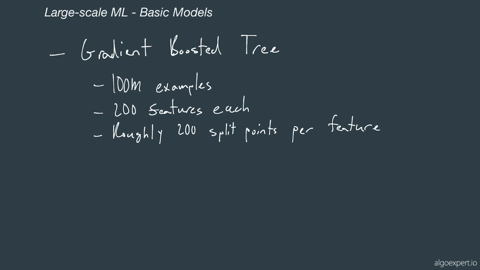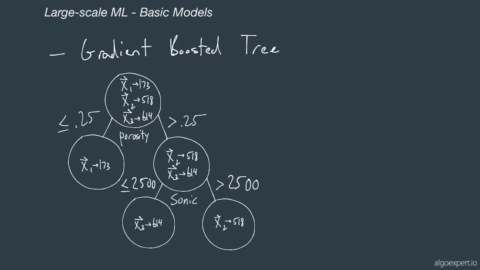Again, we reviewed this model in the machine learning crash course, but we'll go over it briefly now. If you need any more context, feel free to revisit the decision tree video. So let's say that we have 100 million examples. Each of the examples has 200 features, and roughly there's about 200 split points per feature. Now, to refresh our memory on what this algorithm would mean for data these sizes, we can go ahead and look at a quick example.